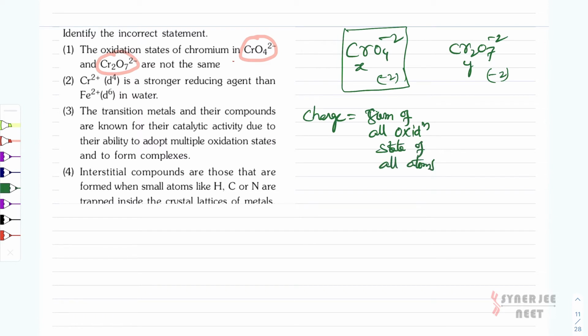So using this rule, the charge here is minus 2. It must be equal to X plus, there are 4 oxygens, each oxygen will have minus 2 in the oxides. So if you take this one, X will have 6 oxidation state.